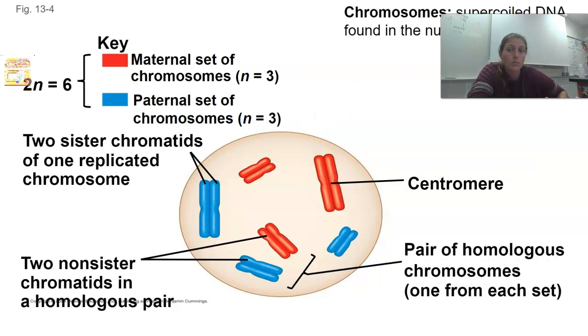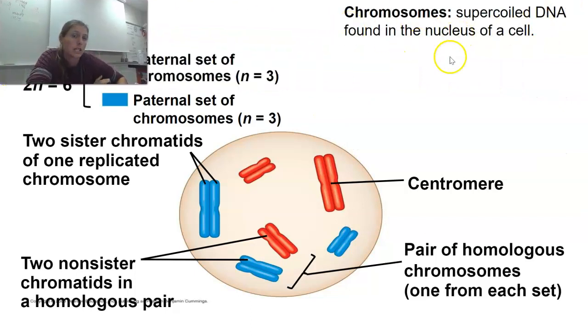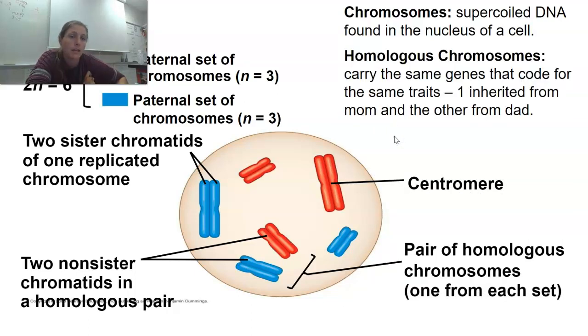Chromosomes, the fancy way to say this, are just supercoiled DNA, and the reason we want to organize that DNA is so that when we go through the process of meiosis, it's cleaner and easier to send to the next step. Again, homologous chromosomes carry the same genes that code for the same traits. You get 1 from your mom and 1 from your dad. We're saying they are homologous in the sense that this chromosome pair and this chromosome pair have the same genes in the same location.